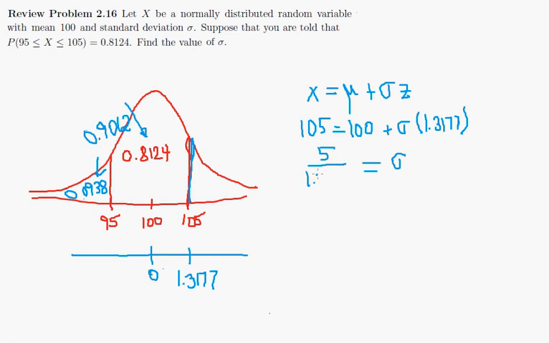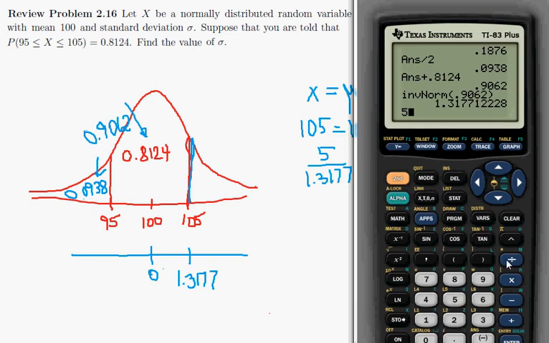And so therefore we can solve for sigma to be equal to 5 over 1.3177. And so using the calculator, 5 divided by the z value we had, gives us the size of the standard deviation of 3.7945.